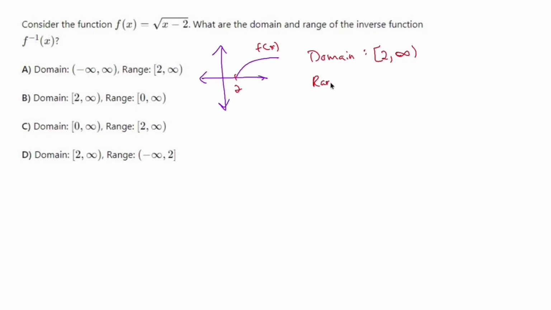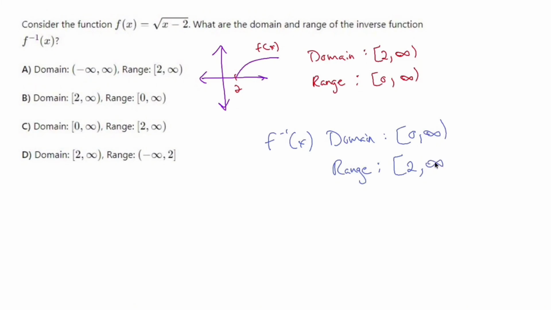The range is going to be starting at the x-axis, because you're allowed to get 0 for an answer, so 0, and all the way up to positive infinity, like so. Now that's f of x. To find the domain of the inverse and the range of the inverse is very, very simple. Just flip-flop everything. So for f inverse of x, the domain is now the range and the range is now the domain. So the domain is now 0 to infinity, and the range is now 2 to infinity.